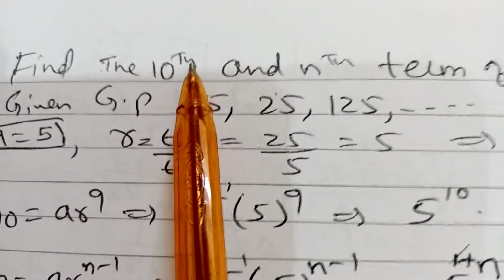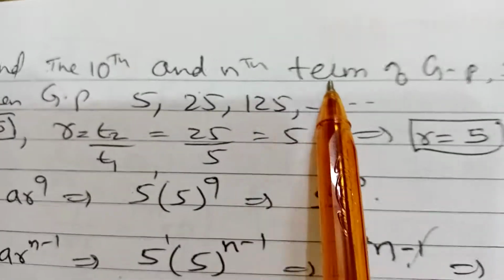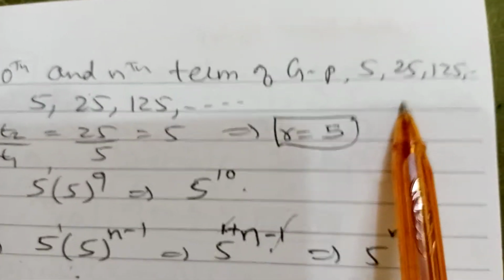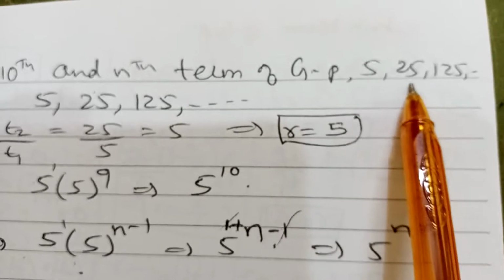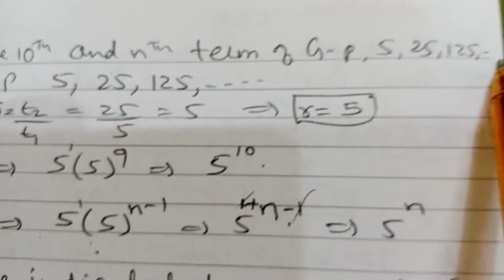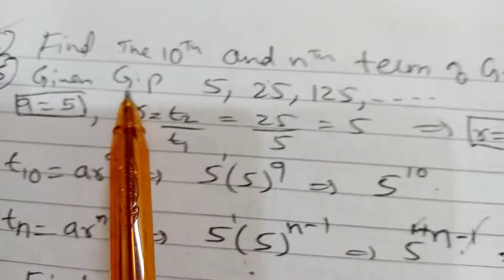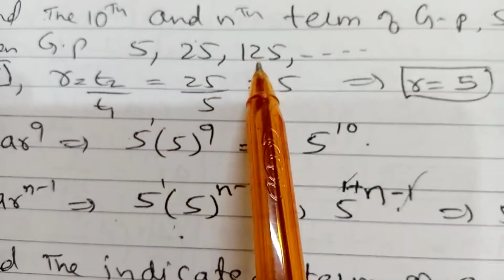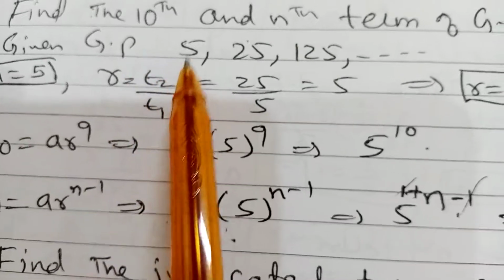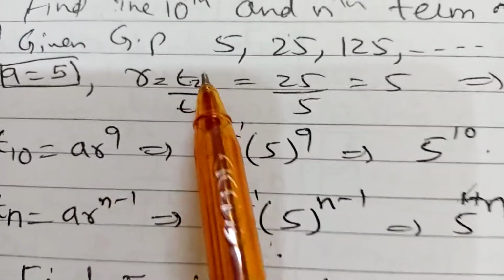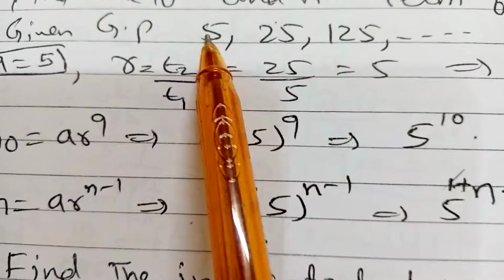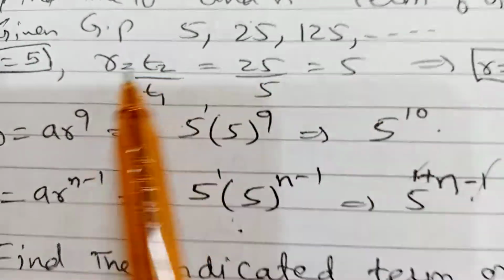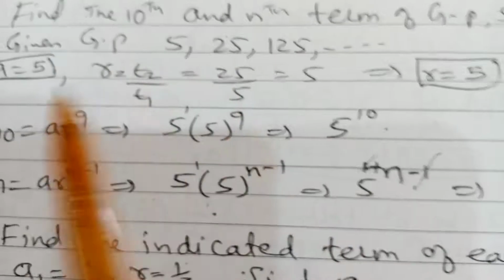Find the 10th term and nth term of the GP series. Geometric progression 5, 25, 125, up to the series. Now given GP, geometric progression 5, 25, 125. So first term is 5, means a is equal to 5. r formula T2 by T1, 25 by 5, 5 fives are 25. r is equal to 5. a is equal to 5, r is equal to 5.